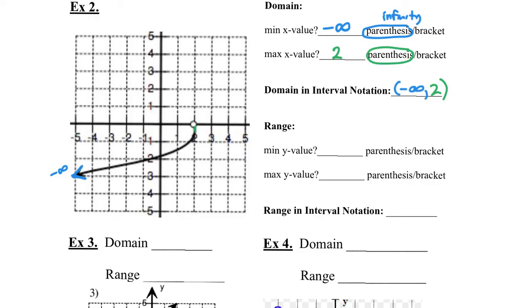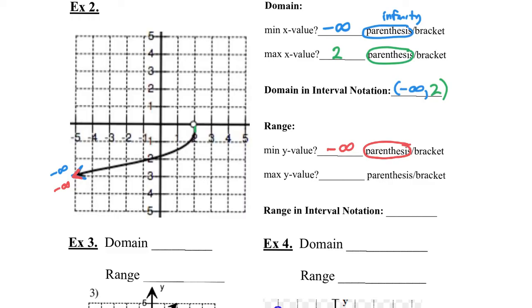Now I'm going to look at the range. Range is the y value. So I want to go from the lowest y value on the graph to the highest y value on the graph. Looking at this graph, the lowest point on the graph is down here. Okay, it's an arrow again, and it's going down. So this is still negative infinity in the y direction because it's going down forever. Because it's at infinity, it's automatically a parenthesis.